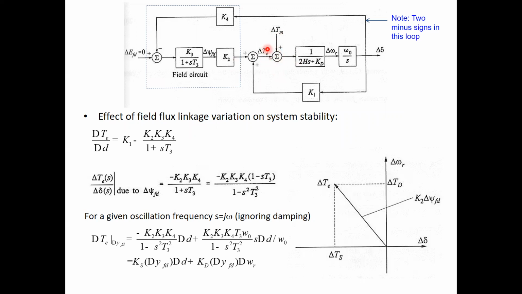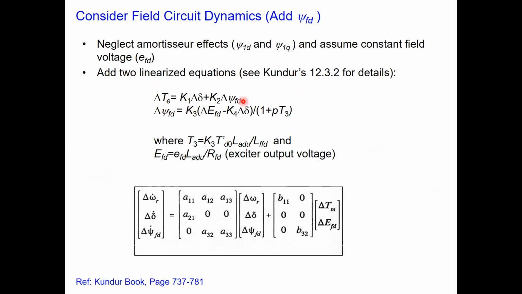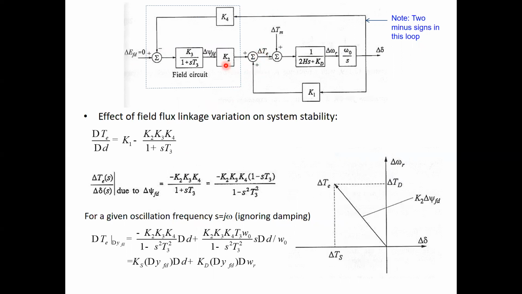And this del TE is K1 times del delta from the previous relationship. Del TE is the sum of K1 times del delta plus K2 times del psi D. So del TE is K1 times del delta plus K2 times del psi D. So it is del TE.